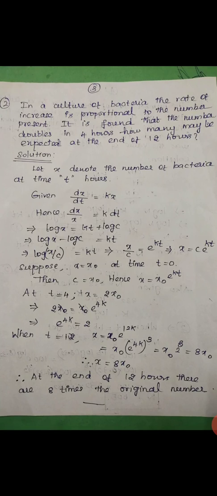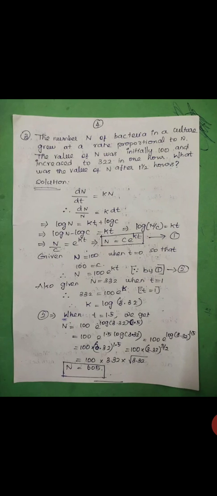Therefore, x is equal to 8x naught. How many times is it expected in 12 hours compared to the original number? It is 8 times. Therefore, at the end of the 12 hours, there are 8 times the original number, which is enough. Okay, and next we move on to the third question.